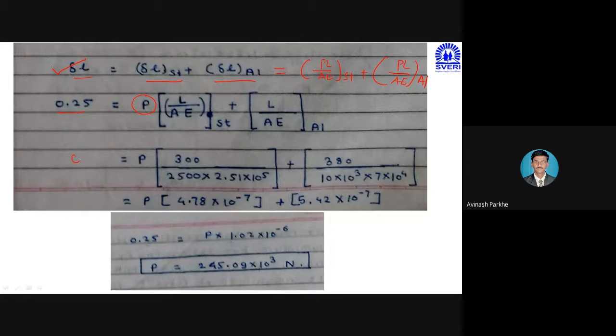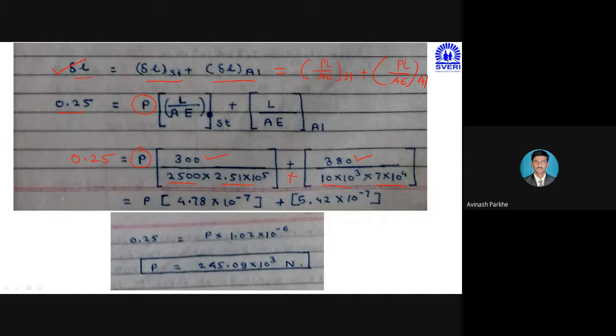Then next step, once again 0.25 mm, the total deformation, I have kept as it is. This P outside the bracket as it is. Then length of steel, how much? 300 mm. Area of steel 2500, and Young's modulus of steel 2.51 into 10 raised to 5. This plus sign as it is. Again, length of aluminum 380 mm divided by cross-sectional area 10 into 10 raised to 3, or 10,000 mm square, and the aluminum Young's modulus 7 into 10 raised to 4.